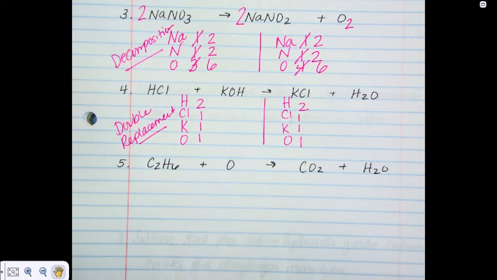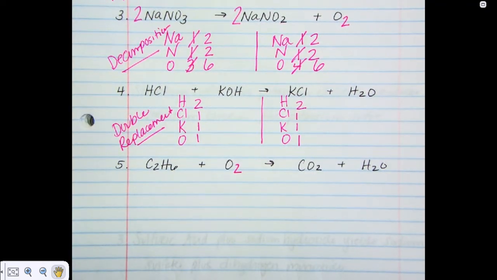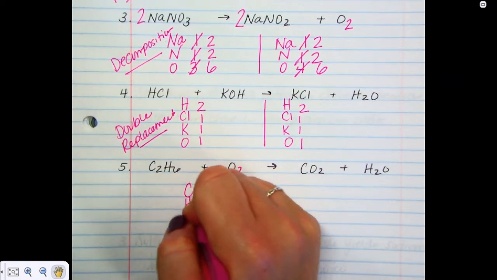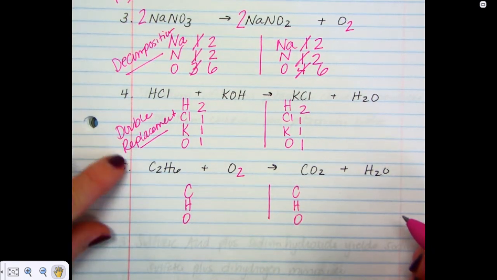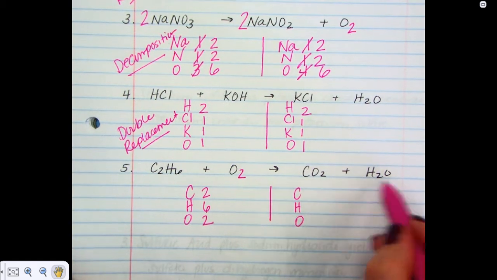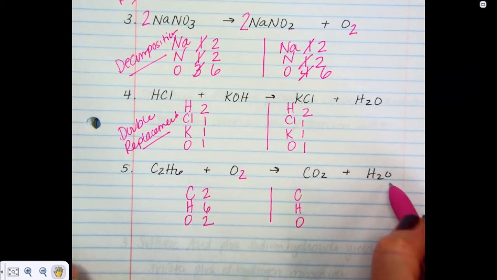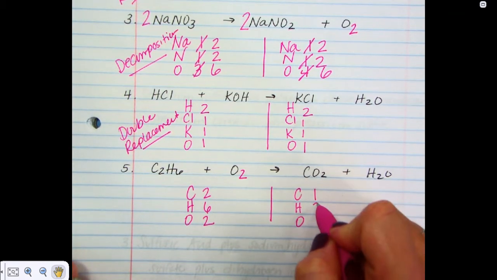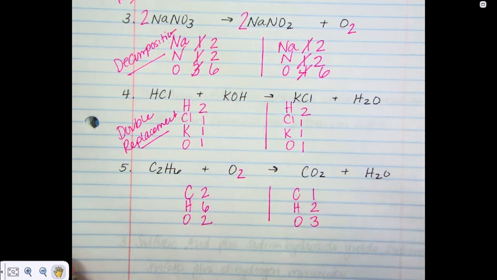So first thing I need to do, just like any other balancing, check my diatomics. I have oxygen. It's a diatomic. I'm going to put my 2 there. Now I'm going to make my chart. So C, H, and O, C, H, and O. So I've got 2, 6, and 2. And then on this side, you'll find you're always going to have the same answer because you're always going to have carbon dioxide and water. And it's always going to be 1, 2, 3. 1 C, 2 H's, and then 2 plus 1 is 3 O's.